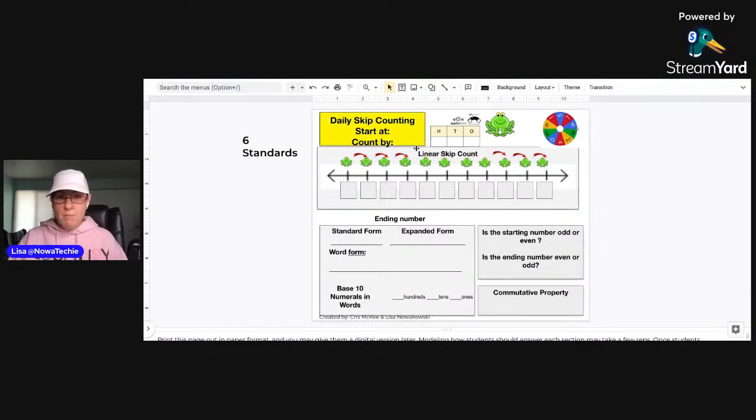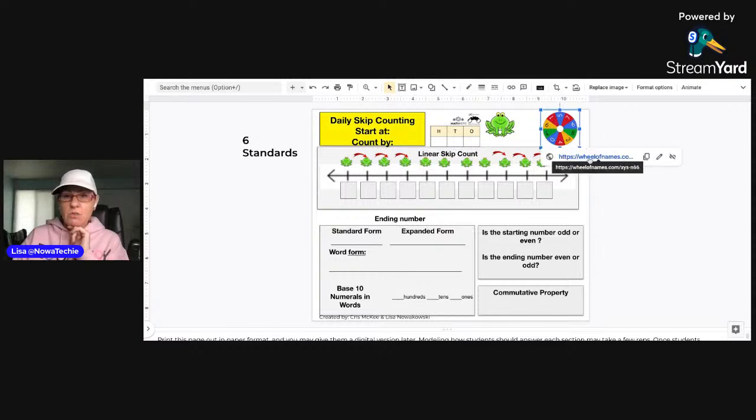Now, the beautiful part about this is you don't always have to make up the number. This little spinner right here, if you click on it, actually takes you to something called Wheel of Names. Let me show you what that looks like. You spin it and it will go to different digits. Let's take a look at what that looks like.